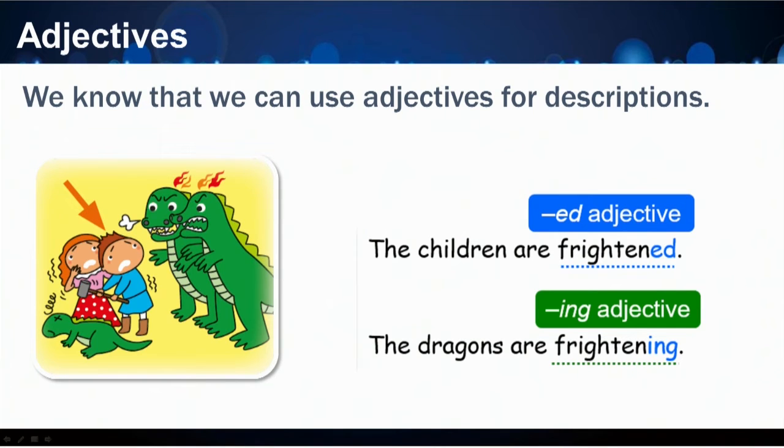So just now we said that we can use adjectives to describe our feelings. But there are two similar categories of adjectives. So frightened and frightening. One ends in ed, one ends in ing. So how are they exactly different?